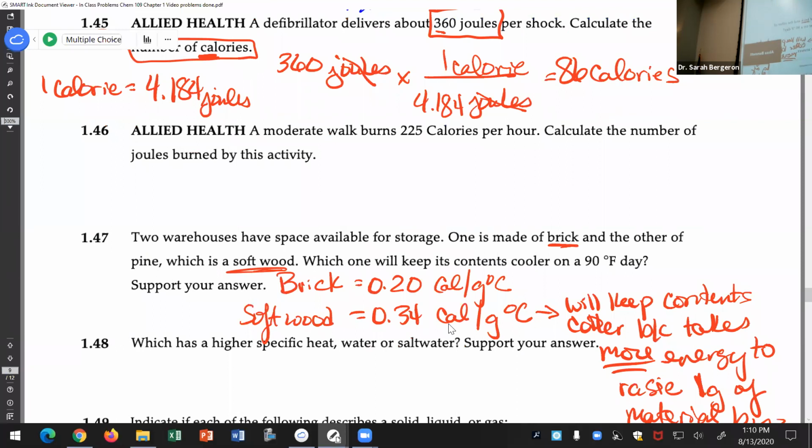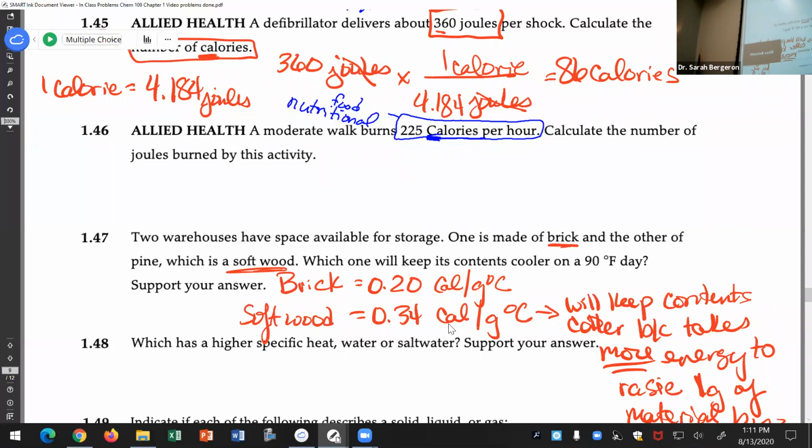All right, now we got to do some conversion factors. A moderate walk burns 225 calories per hour. Talk to me about these calories. Are these energy calories, or are these food nutritional calories? Food, nutritional. How did you know that? It's a capital C. Whoever did that, I want to give them a little shake. Why did you name it the same thing, right?